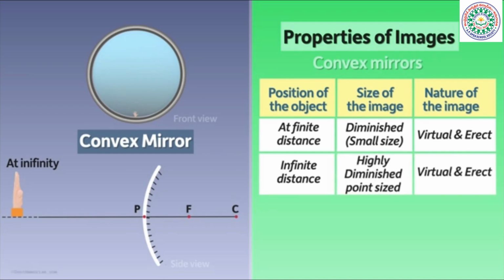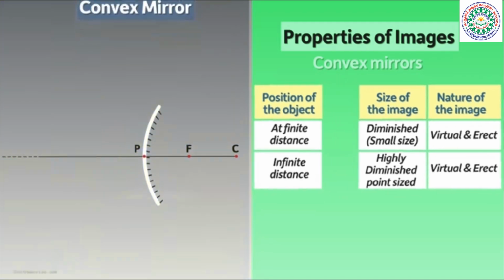Notice that even though the object is kept at infinity, the image is not at infinity. It is at a finite distance behind the mirror even though the object is infinitely far away. In fact, this is the maximum distance at which an image can be formed. An image in a convex mirror cannot be formed behind this point.